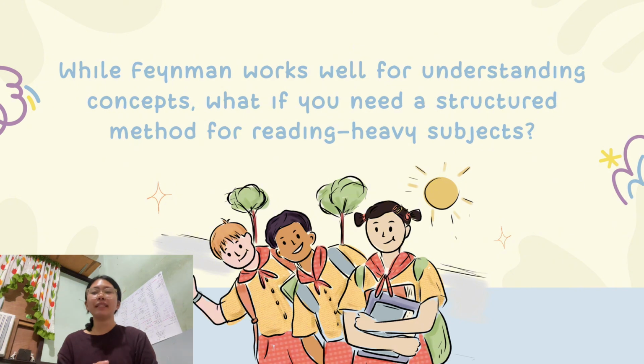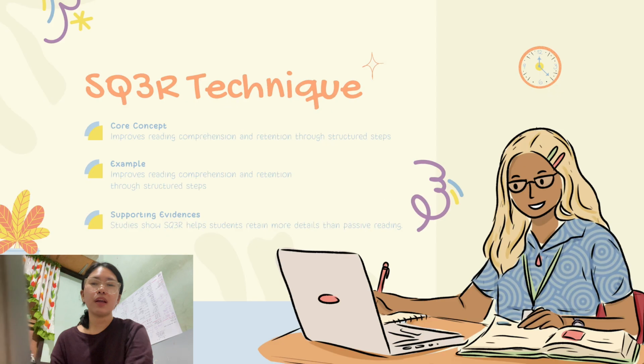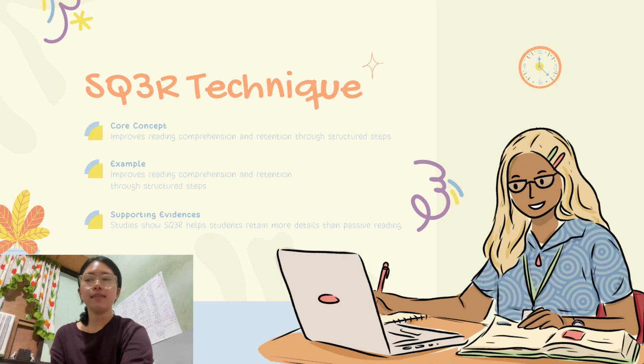While the Feynman technique is excellent for mastering complex concepts, what if you need a structured method to absorb reading heavy subjects? Next slide, please. Let's talk about SQ3R, which is a step-by-step approach to reading comprehension. SQ3R is a method specifically designed to improve reading comprehension and retention.